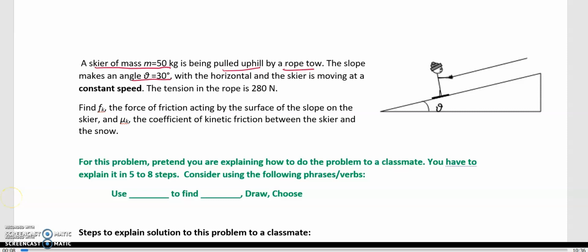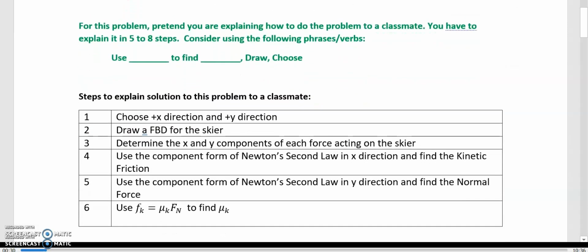In this problem, a skier of mass 50 kg is being pulled uphill by a rope tow, and the slope makes an angle of 30 degrees with the horizontal. The skier is moving at a constant speed, which means acceleration is zero. The tension of the rope is 280 newtons. We have to find the kinetic friction and the coefficient of kinetic friction.